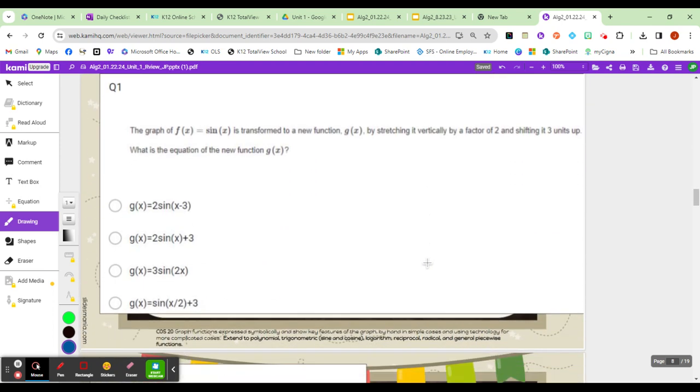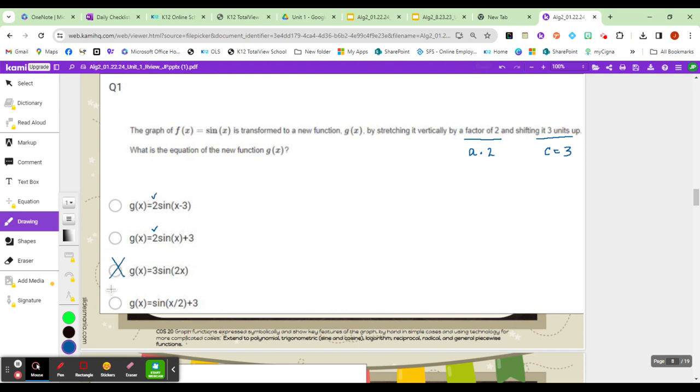We'll start with number 1. Which graph of f of x equals sine of x is transformed to a new graph, g of x, by stretching it vertically by 2? So that means your A is being multiplied by 2, and shifting up 3. That means your C is 3. So we're looking for 2 to be in front.